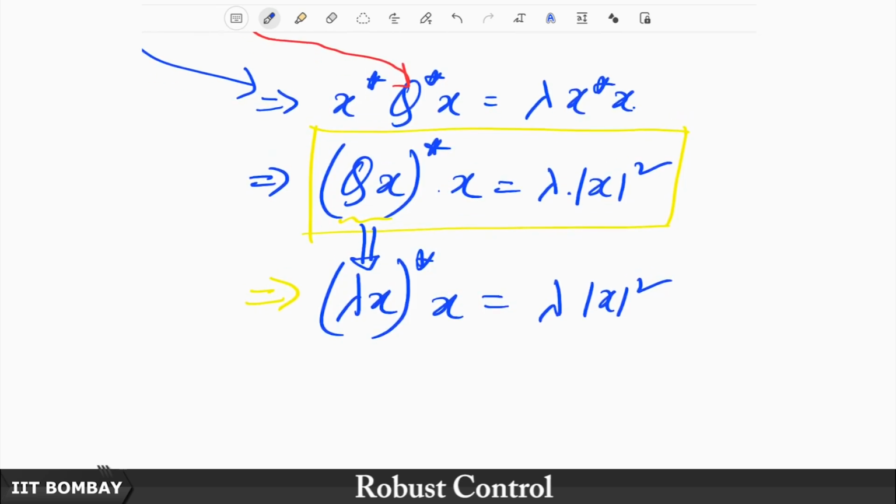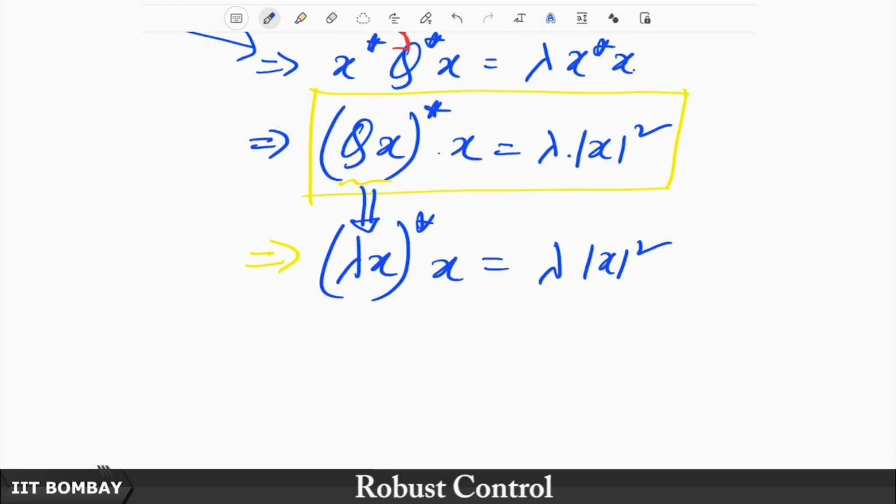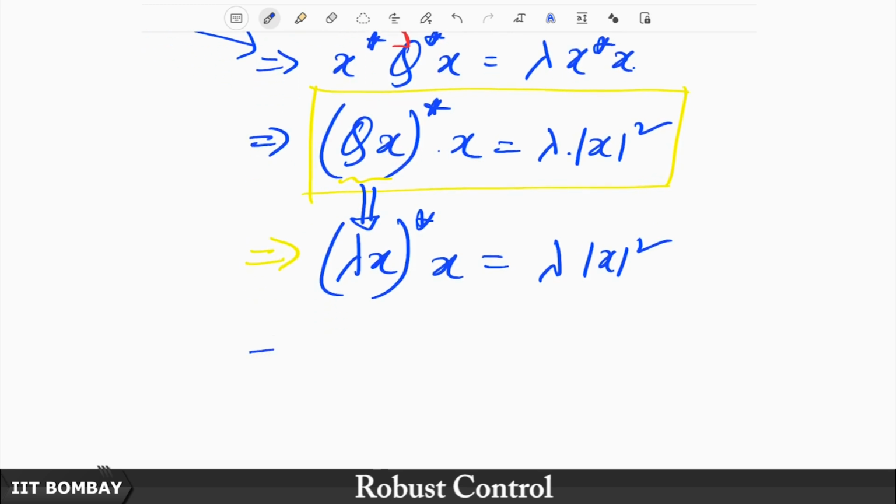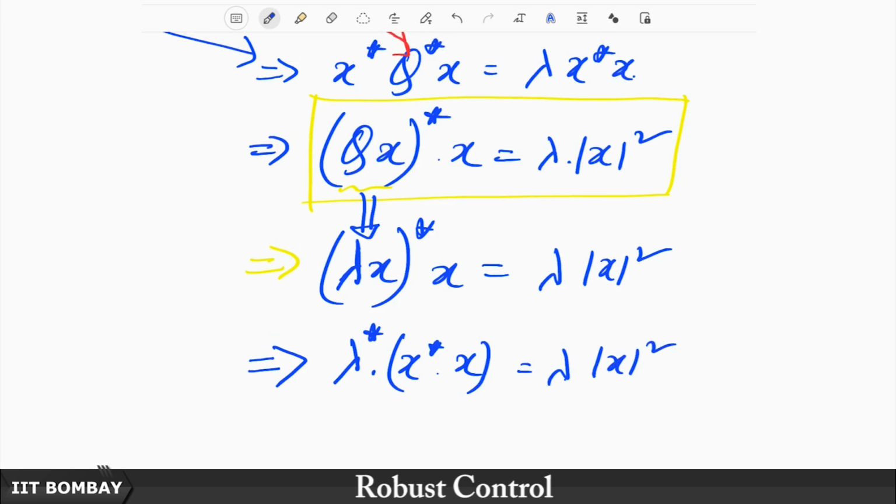But what does that tell me? That tells me that this lambda is a scalar, right. So, this I can pull out, of course, after conjugating it. So, this is lambda star, and what I am then left with is this x star times x is equal to lambda times this x squared.